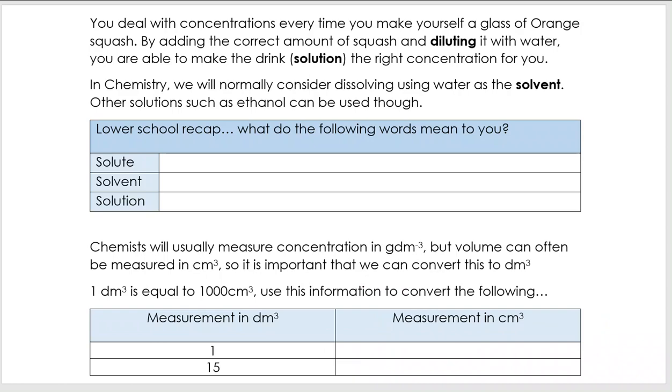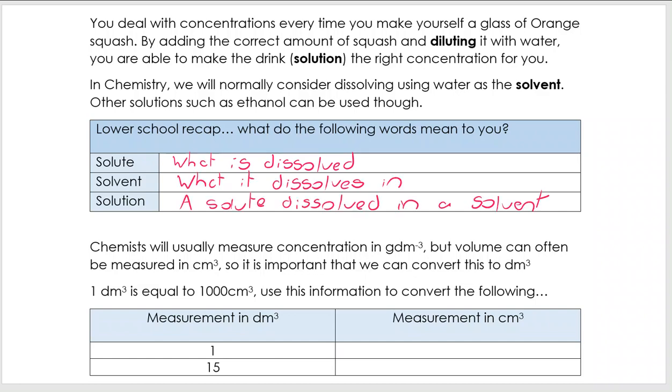We've also got to consider some of the key words. It's really important that we remember what we're talking about here. So have a think about these questions. And what you're hopefully remembering is that the solute dissolves in the solvent. So in salt water, salt is the solute, water is the solvent, and salt water is the solution. So the solute is the thing that's dissolved, the solvent is what it gets dissolved in, and the solution is where you have something dissolved in that liquid.